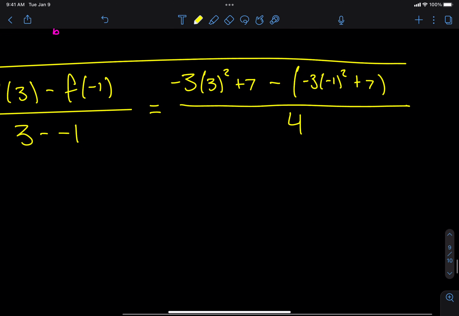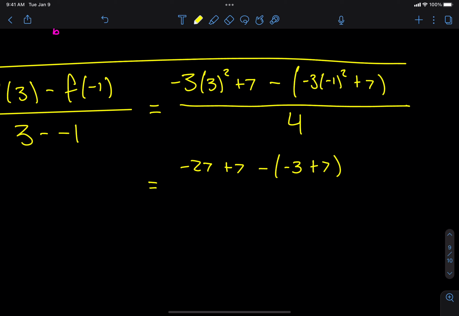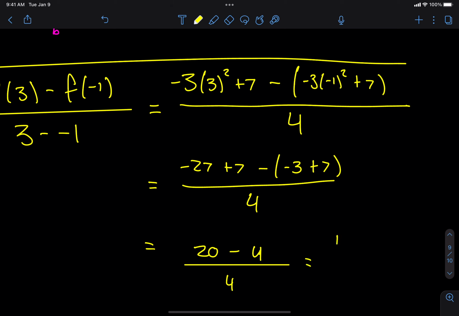So let's go ahead and clean this up a little bit. We get negative 27 plus 7 minus, okay, negative 1 squared is 1, times negative 3 is negative 3, and then plus 7, all over 4. So simplify a little bit more. It's 20 minus negative 3 plus 7 is 4. Divide that by 4. And I get 16 over 4, which is 4. Okay.